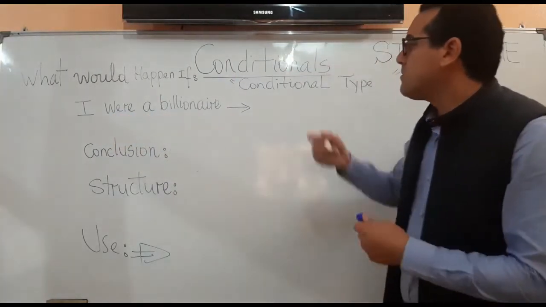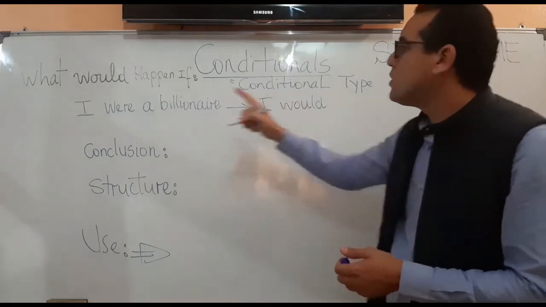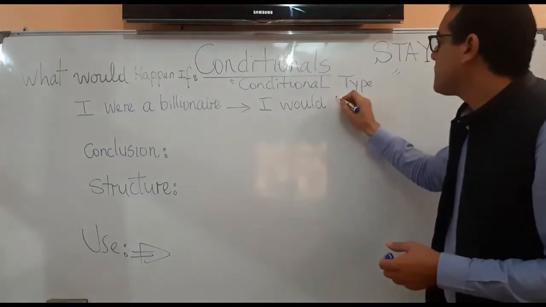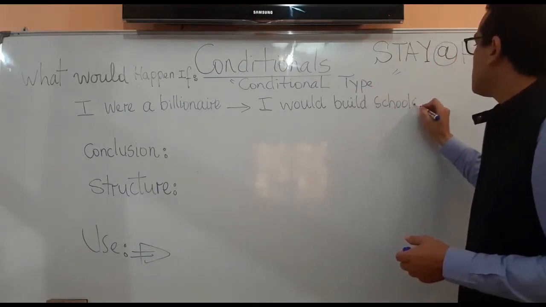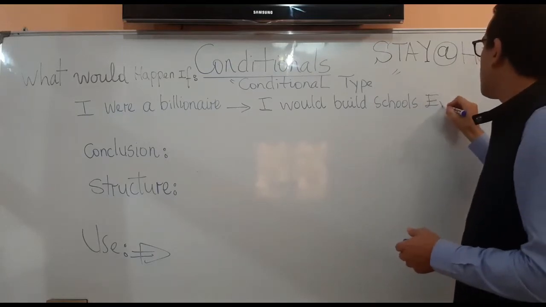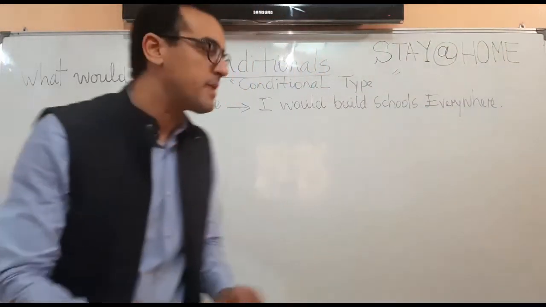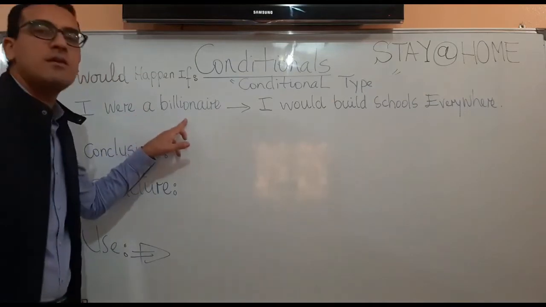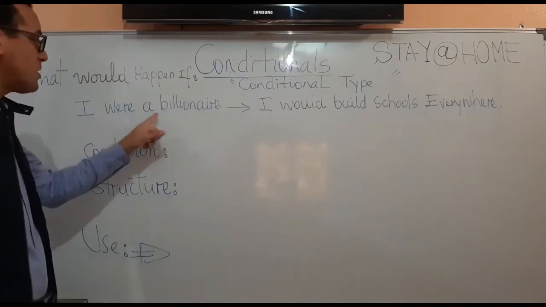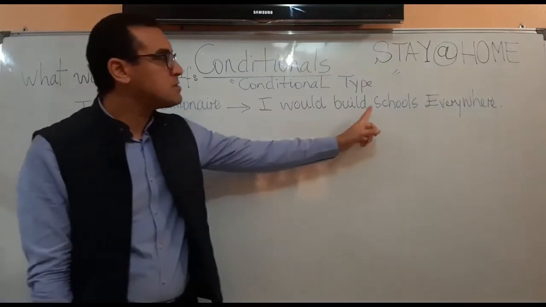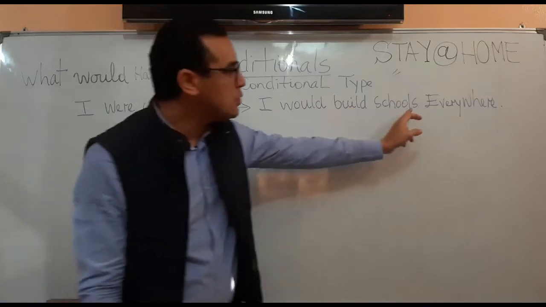If I were a billionaire, for example, I would build schools everywhere. Look at this statement, look at this situation, please. If I were a billionaire. The answer to what would happen if I were a billionaire? I would build schools everywhere. Schools for students, okay? I would build schools everywhere.